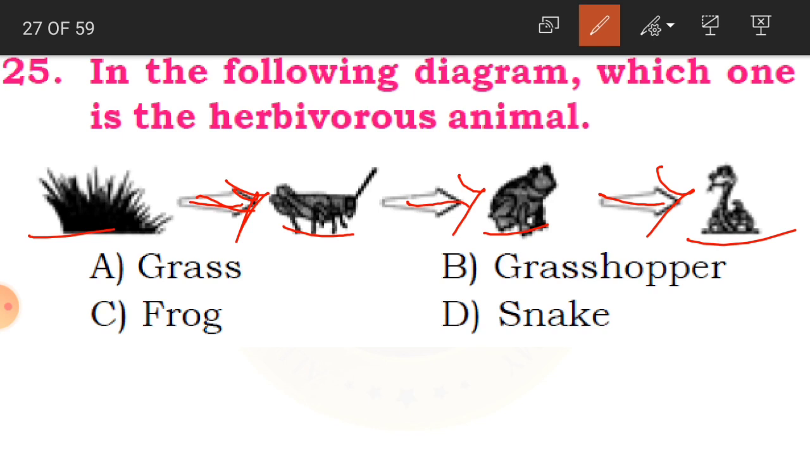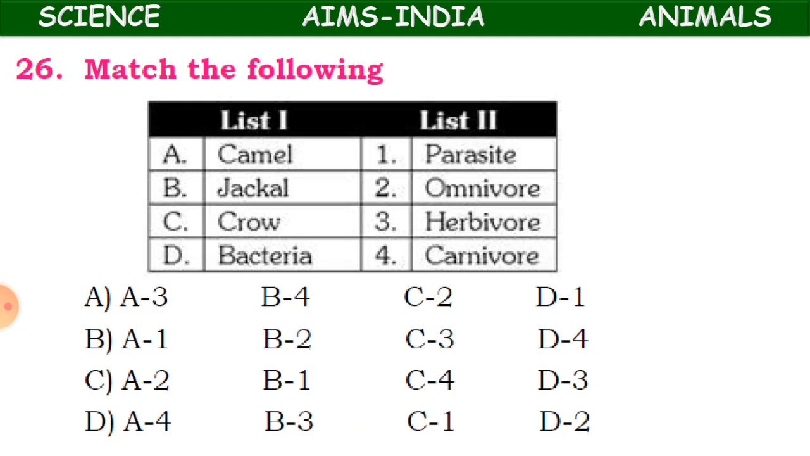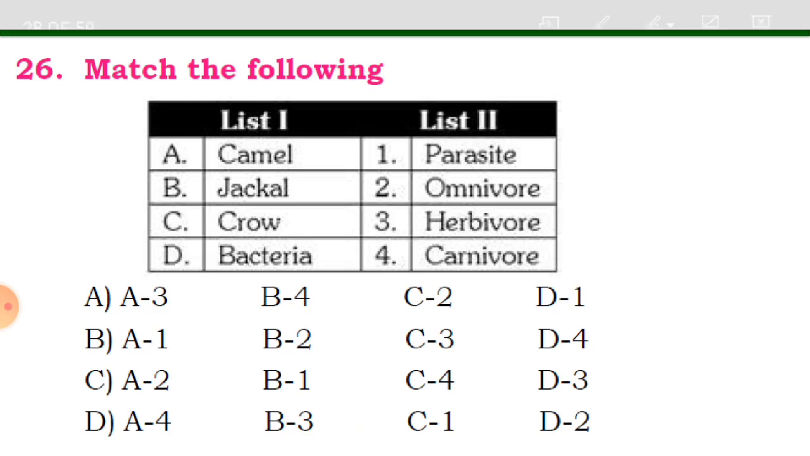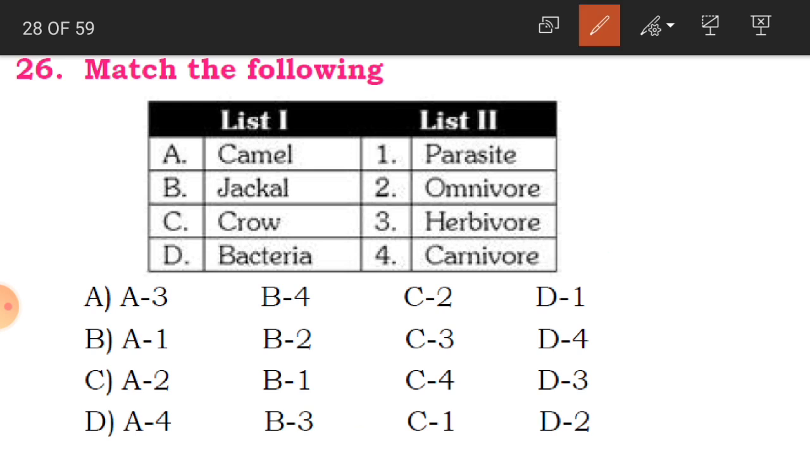Grasshopper. No, grasshopper. Why? Because it is eating grass here. So that is why grasshopper is the correct option. Now match the following. So you have got list 1 and list 2 in the slide, children, where you have got the name of the animals and to which group they belong in the second list. We have to match it.